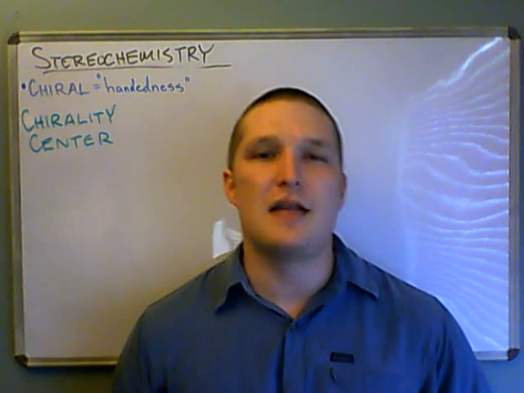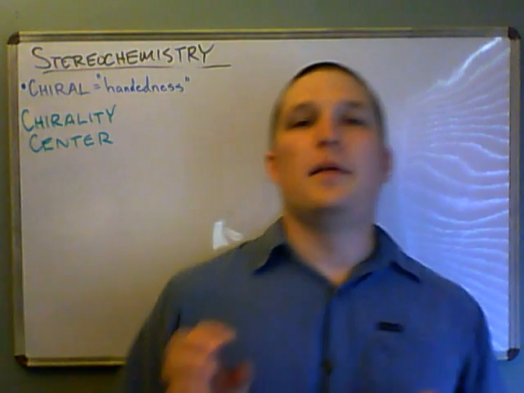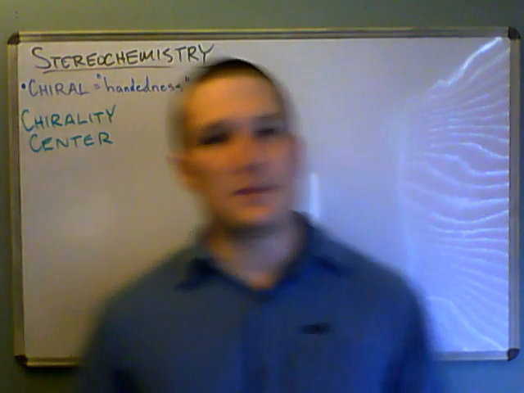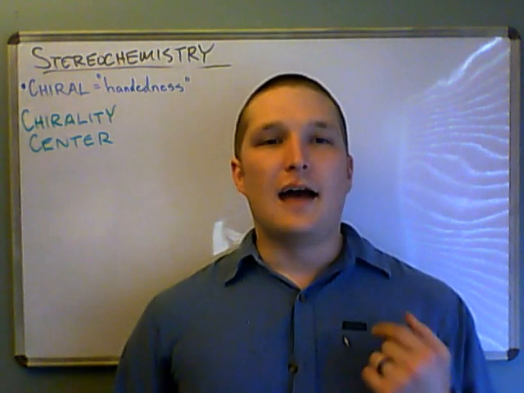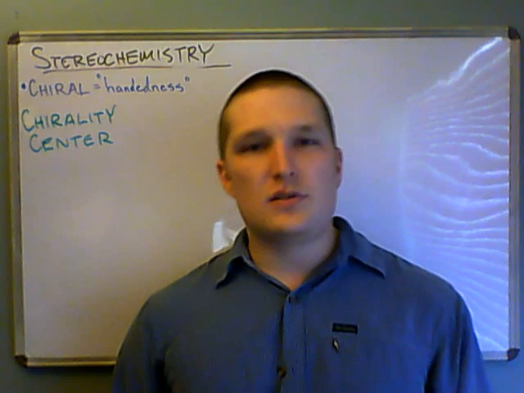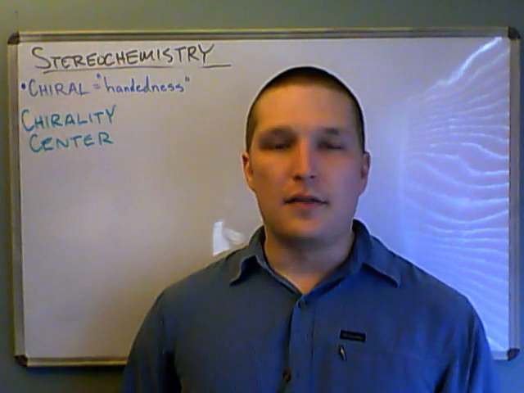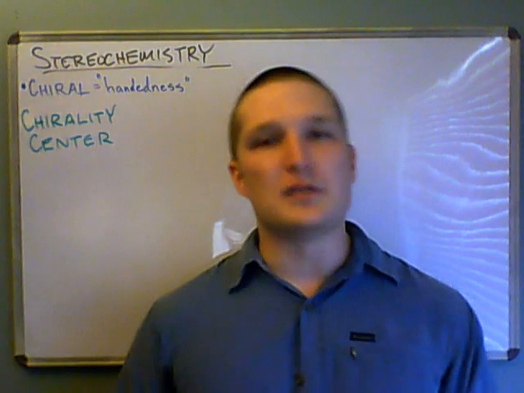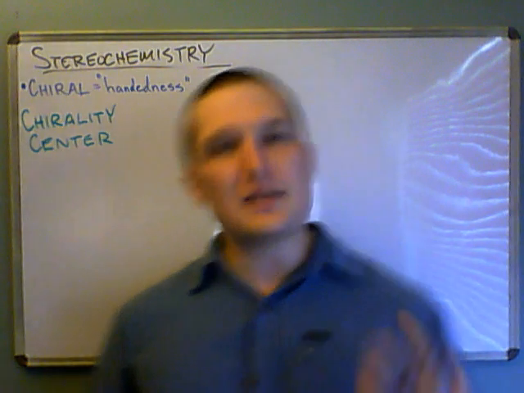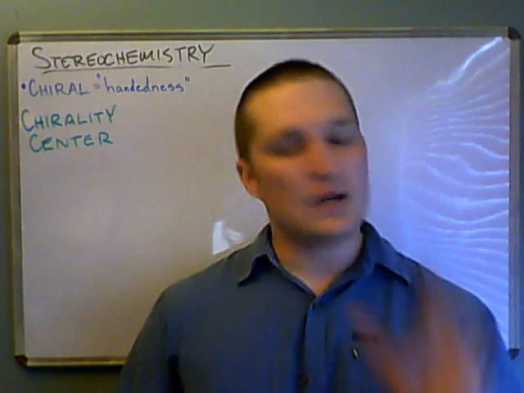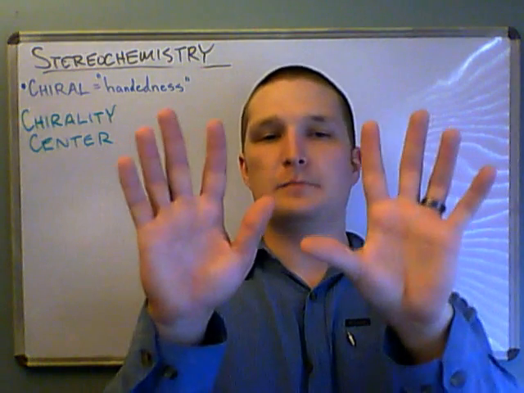So we said that stereoisomers differ by the arrangement of atoms in space. And the word we use to describe this is chiral. If a molecule is chiral, then it has a certain arrangement in space. And chiral basically means handedness. You can think of that as your hands, right?